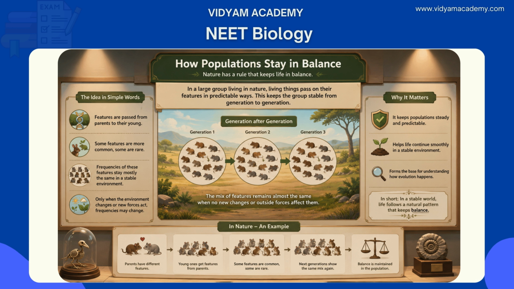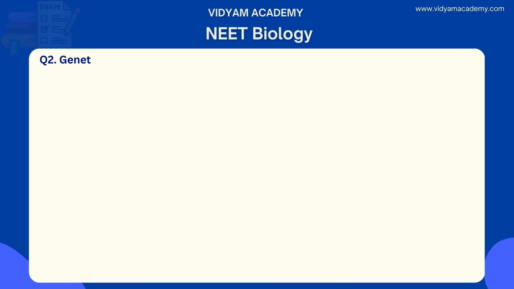Any deviation from these predicted frequencies in a real population indicates that one or more evolutionary forces, mutation, selection, migration, drift, and non-random mating, are actively acting on the population. This makes Hardy-Weinberg the essential mathematical baseline against which real evolutionary change is measured and detected. Let's move to question number 2.